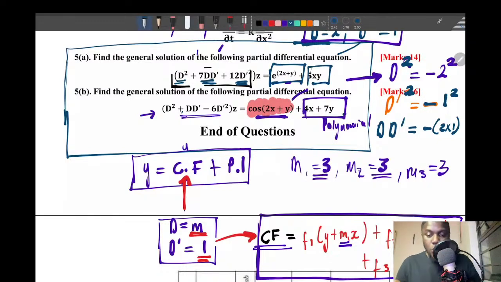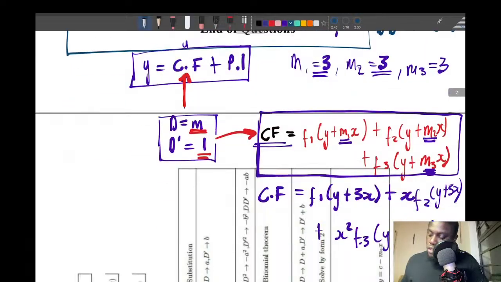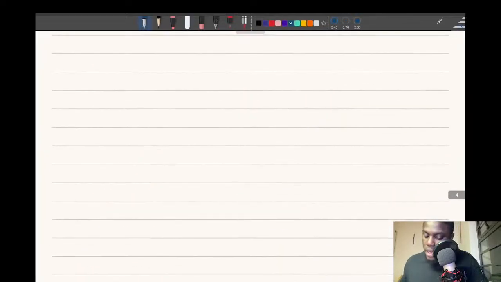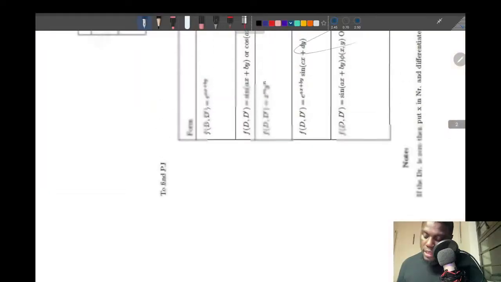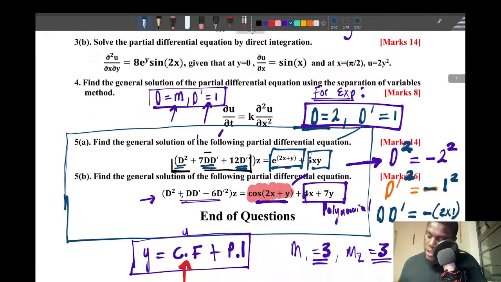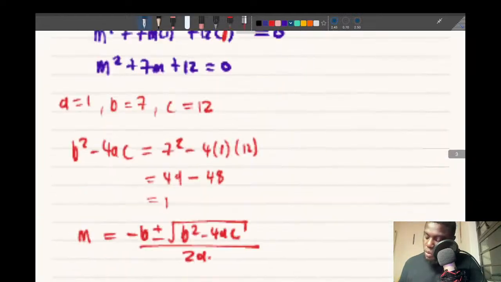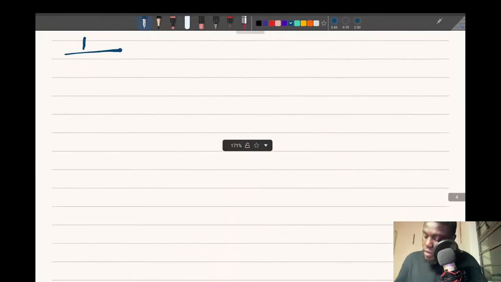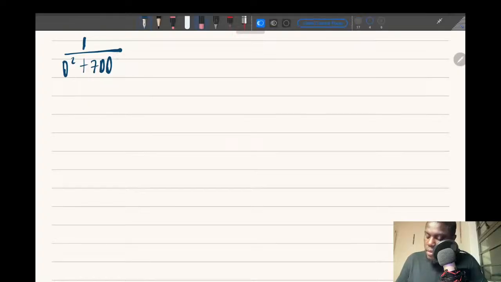Remember we said in this situation, you do them individually. So what you're going to do, you'd say 1 over whatever your D was. So let's put the D which we had in this particular question. So you always will say 1 over, let's put that D. What is that D going to be? It is D squared plus 7D D prime plus 12D prime squared.